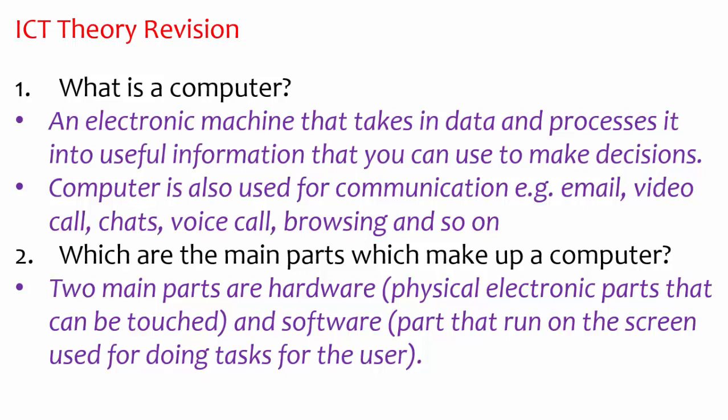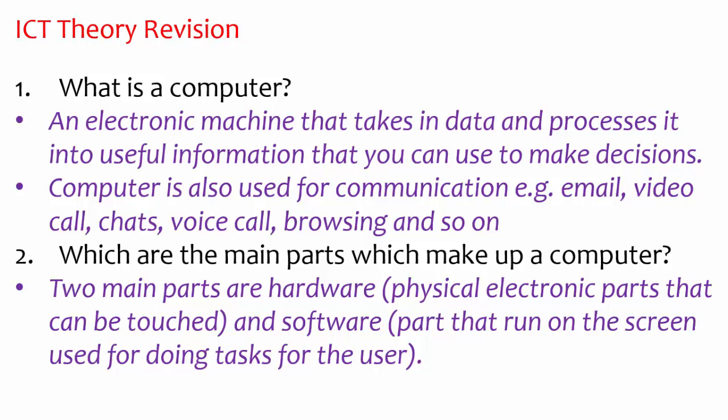So basically, a computer is an electronic machine that takes in data and processes it into useful information that you can use to make decisions. Apart from the use of computer for processing of data, nowadays you find computers being used for communication very much because the gadgets have become smaller. A smaller computer like a smartphone nowadays is used for communication. You can send email, video call, chat, and even browse for more information. So another definition of computer is it is simply a device that is used for communication.